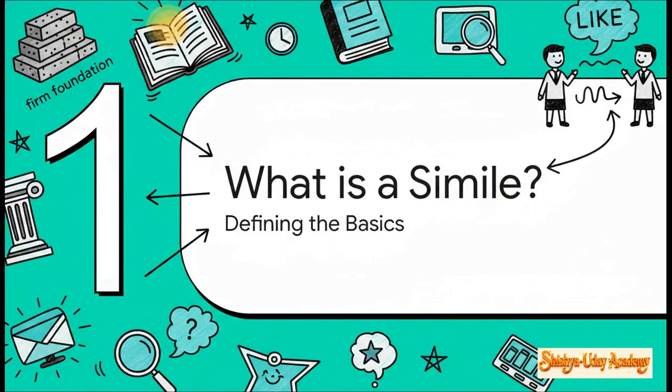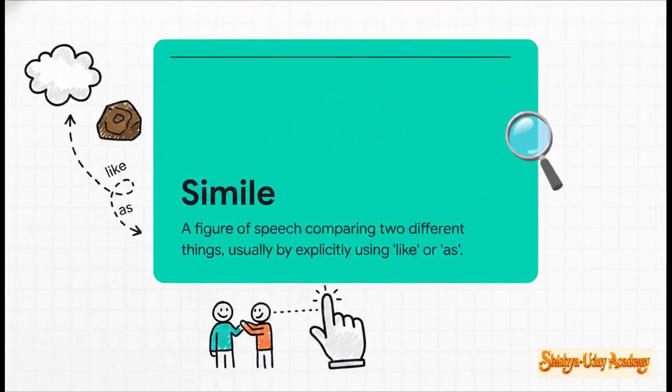Section 1. What is a simile? Let's get a firm foundational definition down for this literary device. Okay, so a simile is a figure of speech that compares two different things, usually by explicitly using the words like or as. Here's the real secret to a simile, though. It doesn't hide. By using those specific trigger words, the writer is practically tapping you on the shoulder and saying, hey, pay attention to this specific comparison I'm making. I really want you to connect these two dots.